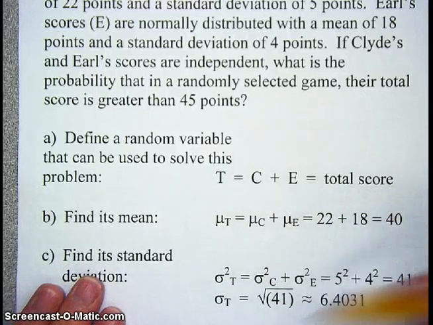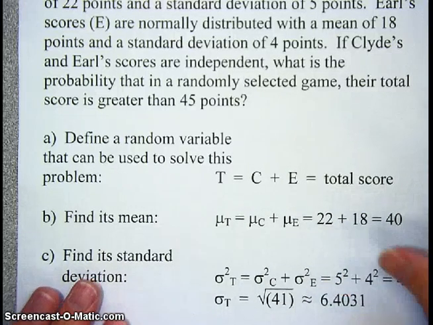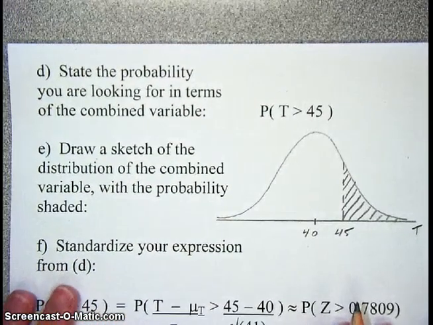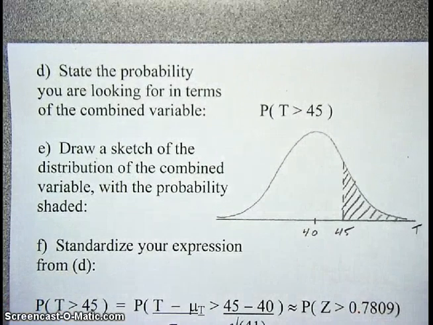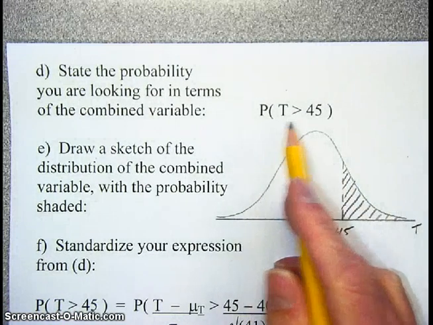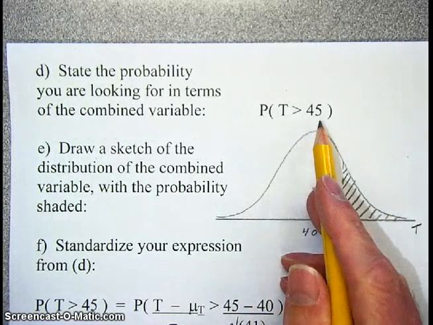So this is really the only thing that's new. After this, what we're going to do is basically a standard normal calculation following the steps that we've already looked at. So what we want to do is state the probability we're looking for in terms of the combined variable. In this case, we're looking for the probability that T is greater than 45.